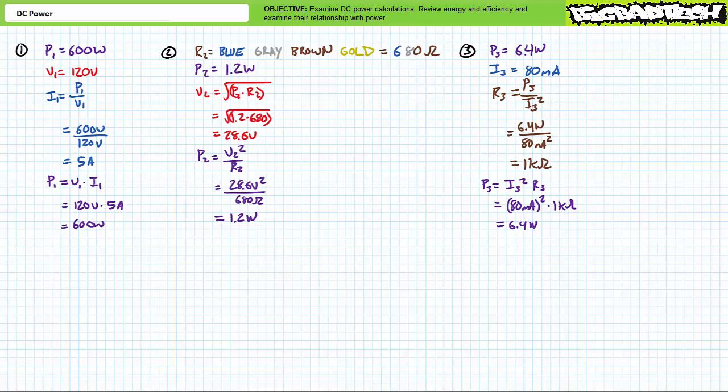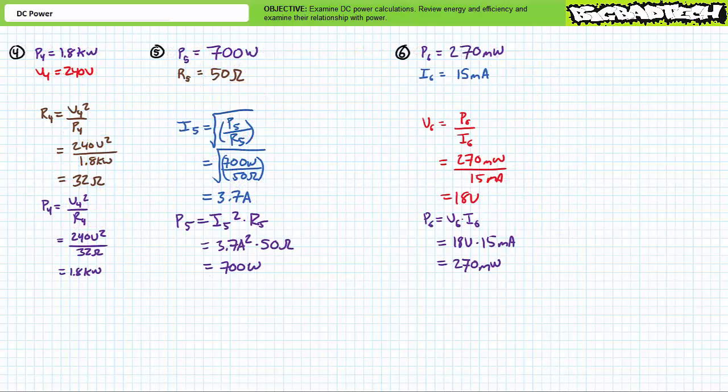Our next problem features an unknown resistor known to be dissipating 6.4 watts of power and experiencing 80 milliamperes of current through it. We're being asked to solve for the unknown resistance. Resistance equals power divided by current squared. 6.4 watts divided by 80 milliamperes squared demonstrates that this is a 1 kilo ohm resistor. The supporting calculation verifies this result. 80 milliamperes squared times 1 kilo ohm does indeed yield 6.4 watts of power.